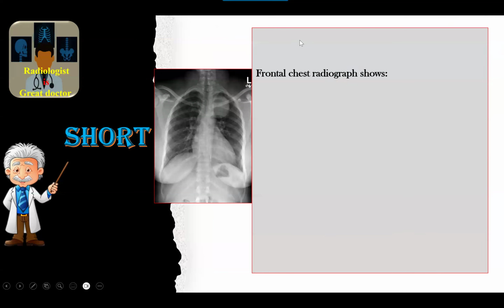The second case, the same. Frontal chest radiograph shows a well-defined opacity with well-defined lateral borders and an indistinct medial border. It is showing negative cervicothoracic sign. It is a posterior mediastinal mass, and cardiac size is not enlarged. Bones appear normal. There is no rib widening, no mediastinal shift, no pleural effusion. Good.